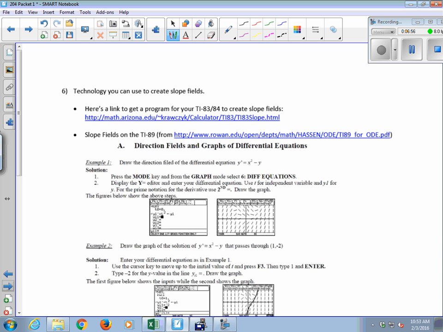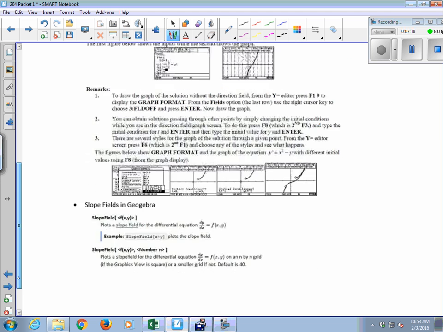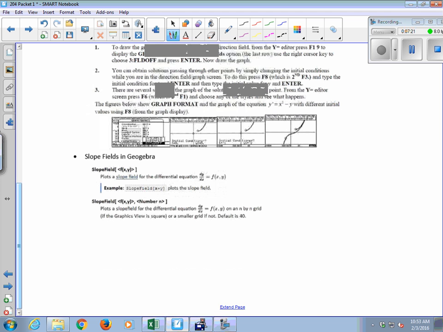So here is some technology you can use to create slope fields. I put a link in here. If you open this in Moodle, the link is live, so you won't have to type it all in. There's a link here where you can download a program for your 83 or 84 to create slope fields. Your 89, it's built in, so if anyone has an 89, there's directions on how to do it. And then in GeoGebra, it's just the command SlopeField. In the input bar, you type slope field, and then the right-hand side of the differential equation, and it'll populate a slope field for you.